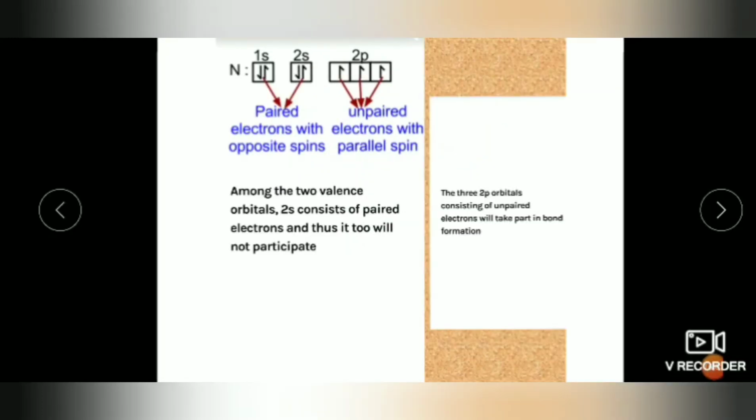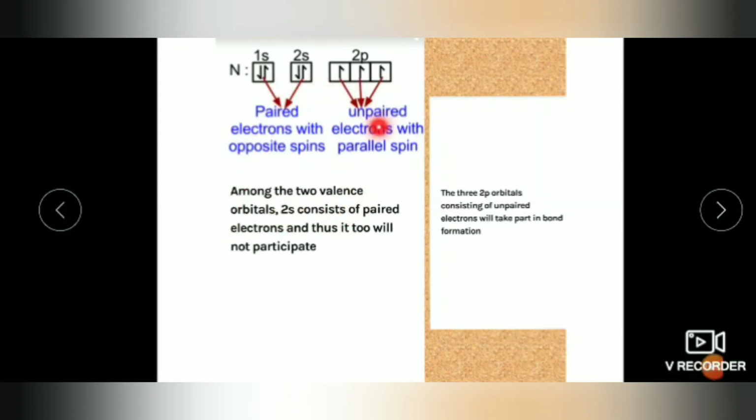Next we move on to the 2s orbital. The 2s orbital is also paired up with electrons and does not have an unpaired electron or any valence electron. So the 2s orbital also does not participate in bond formation, because it also contains completely filled electrons with opposite spin. So the 1s and 2s orbitals are paired with electrons of opposite spin, and these two do not participate in bond formation.